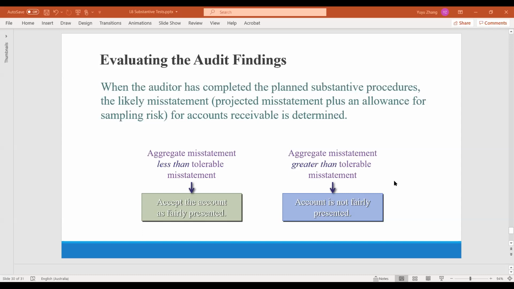Then in that case, what you need to do is to contact the management to correct the relevant accounts. After the correction, if the residual errors, the errors the management do not want to correct, are still there and still greater than your tolerable level, then you can make a conclusion that this account is not properly presented. So you would qualify your audit conclusion in this part.